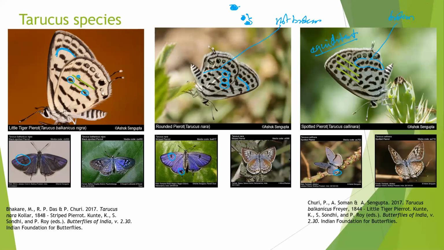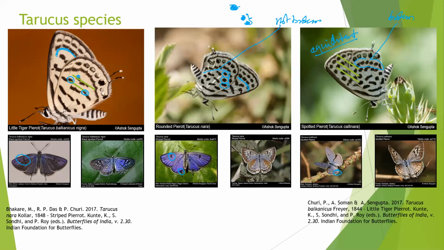This is quite obvious, but it is very confusing. Because their spots are so variable, it requires really an expert's eye to distinguish between these three species. The fourth one is Tarucus indica, which I am not showing because I don't have an image of my own, so I did not put it. The end cell spot is inconspicuous in the case of indica.